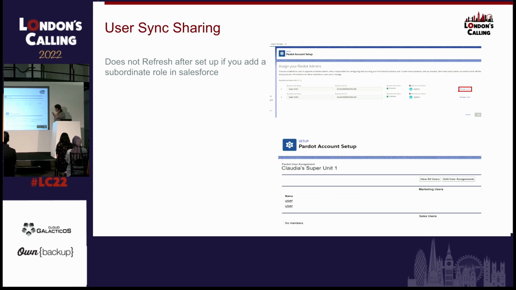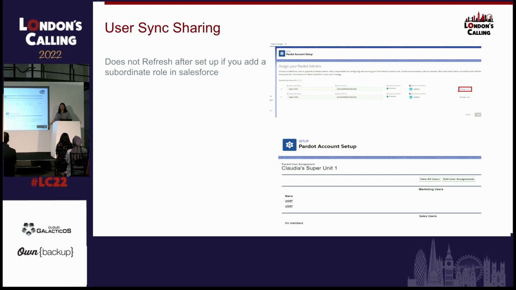So for instance, if you've got a role hierarchy, and the lowest role in that hierarchy is France, so anyone who's France is allowed in here as a marketing user. By the way, I took this off the web, I have no idea who Claudia is, but it's her super unit, and so I've put the France role in, so anyone who's got the France role is going to have marketing user access into this business unit.